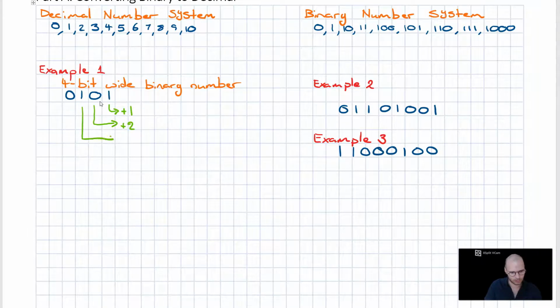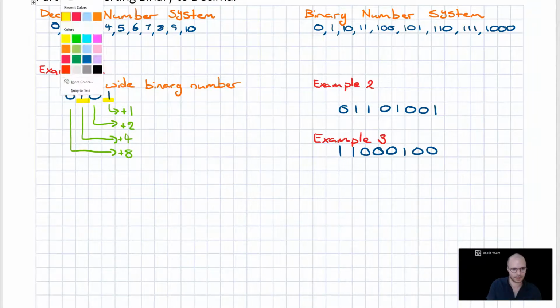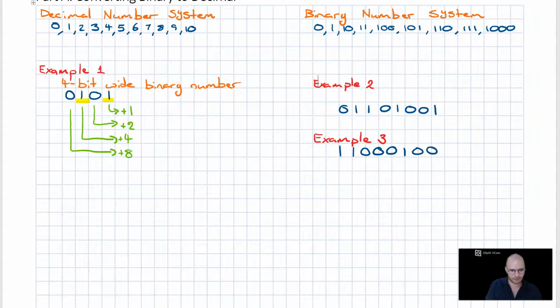Third one is going to be +4, and this fourth one is going to be plus 8. Now, to convert this into decimal, I'm going to go through, and every number that's 1, I'm going to highlight it. So there's a 1 there and a 1 there. Next step is, whenever I've highlighted a number, I follow down the arrow and I highlight the number that's got a plus on it. So the first one, and this third one here.